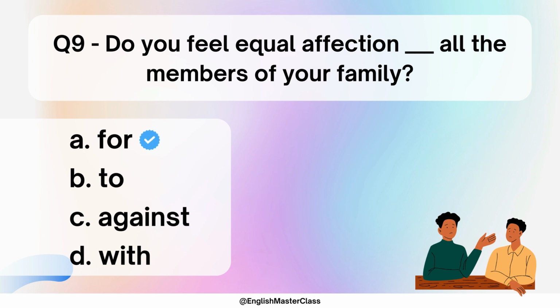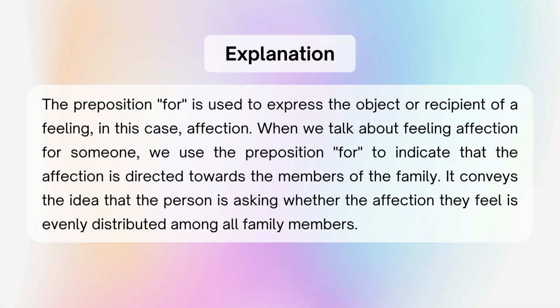Do you feel equal affection for all the members of your family? The preposition "for" is used to express the object or recipient of a feeling, in this case, affection. When we talk about feeling affection for someone, we use the preposition "for" to indicate that the affection is directed towards the members of the family. It conveys the idea that the person is asking whether the affection they feel is evenly distributed among all family members.